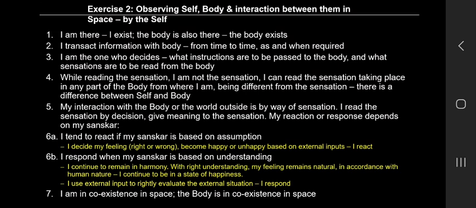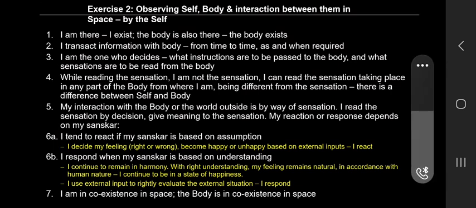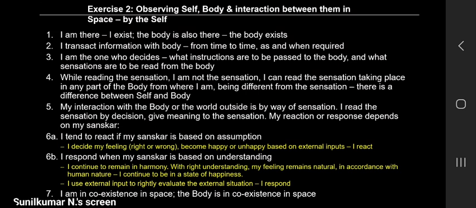From outside, nothing is required. I am there. I exist. I can see myself. I can observe myself. I coexist with the body. I can see the body in terms of activity. I coexist with space. I can see space. So it's a matter of attention, of focus.